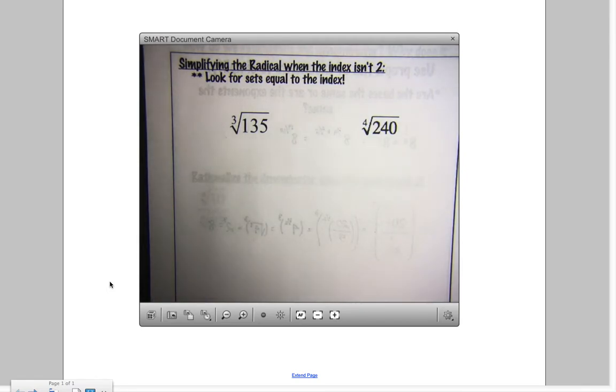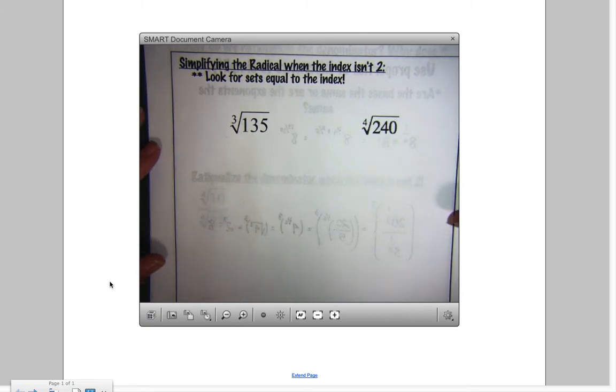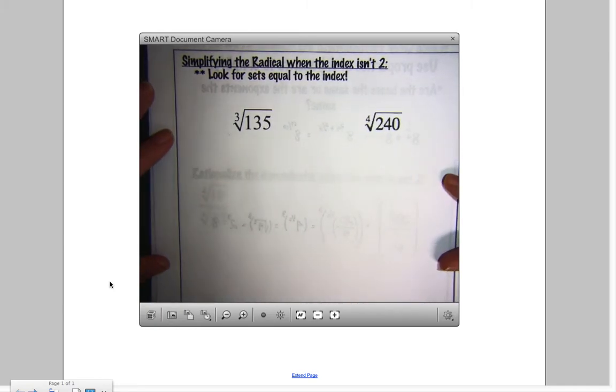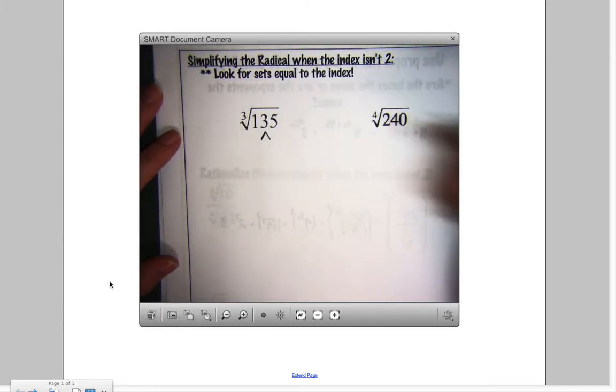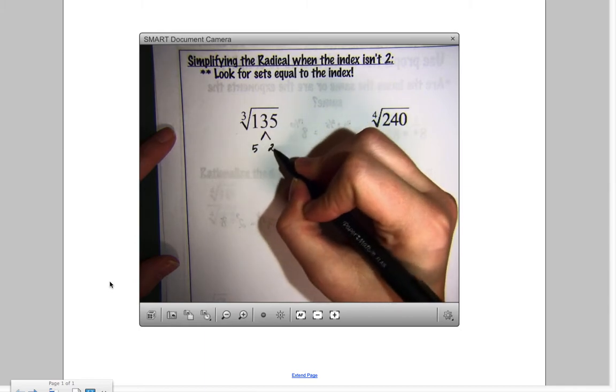All right, next we need to look at simplifying the radical when the index isn't 2. Mostly everything we've focused on in class has been square roots, and sometimes we've looked at cube roots, but we also need to know how to simplify when the index is bigger than 4. One way to go about simplifying these is to make a factor tree. And when you do the factor tree, you are looking for groups that are equal to the index. So I'm going to make a factor tree just like I would normally if I'm simplifying a square root. But instead of looking for groups of 2s, now we're going to look for groups of 3 numbers that are the same. So you can split 135 into 5 and 27.